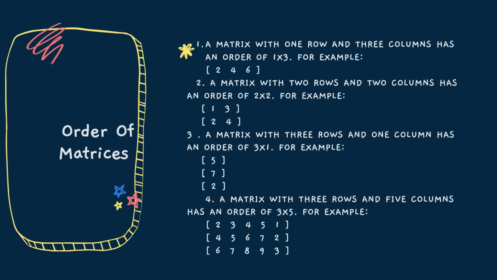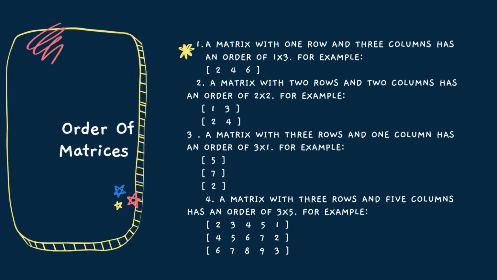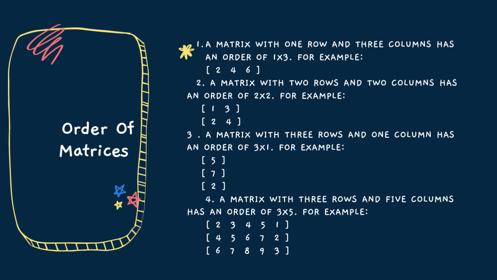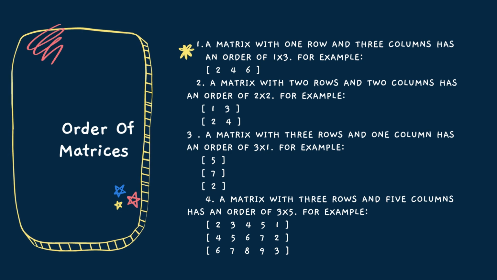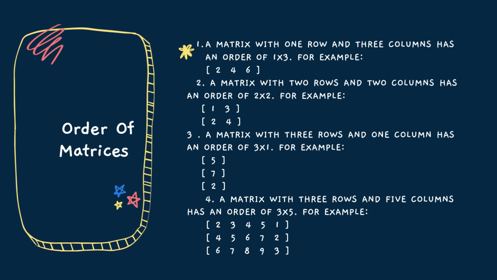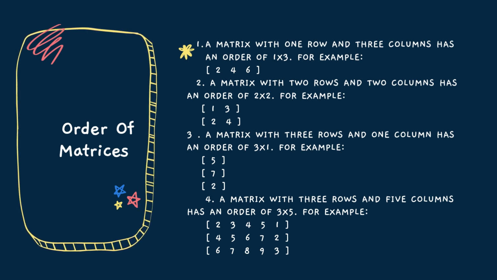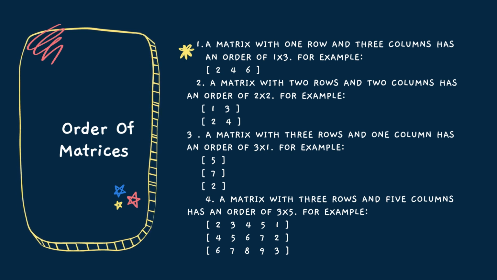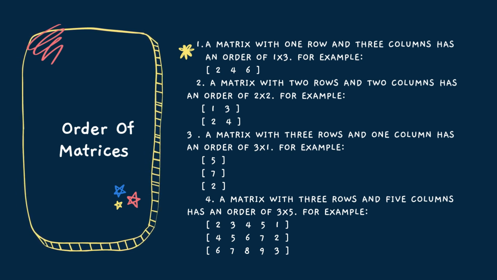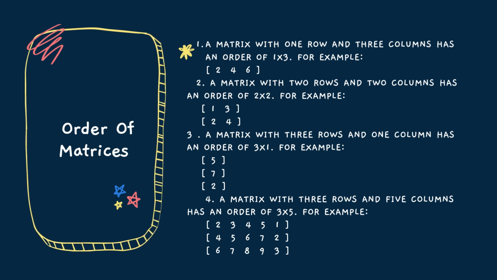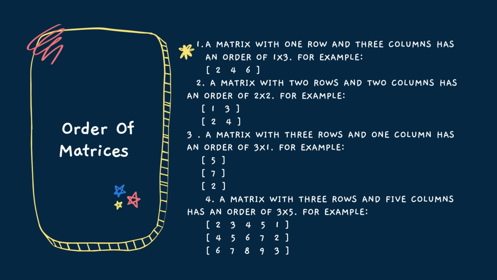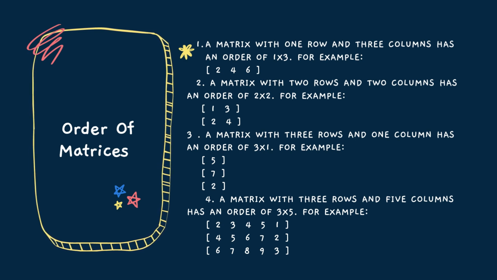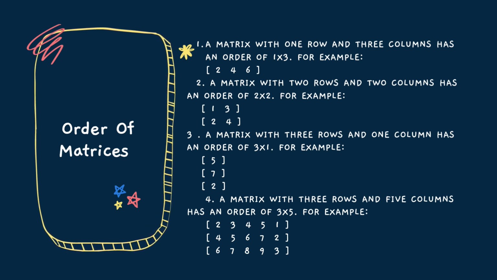Order of a matrix refers to the number of rows and columns it has. It is usually denoted by writing the number of rows followed by the number of columns, separated by an X mark in the middle. For example, a matrix with 3 rows and 4 columns is said to have an order of 3 by 4. It's written as 3 into 4, but it's read as 3 by 4.